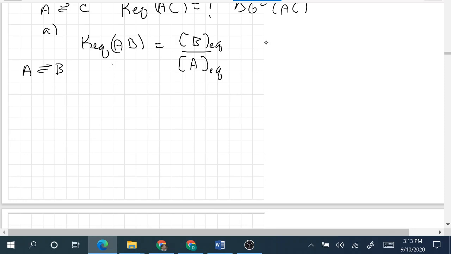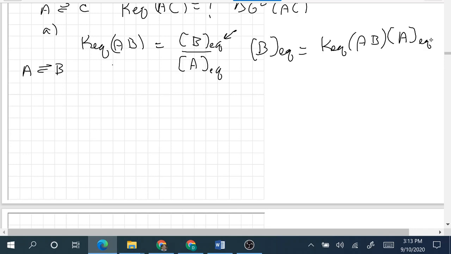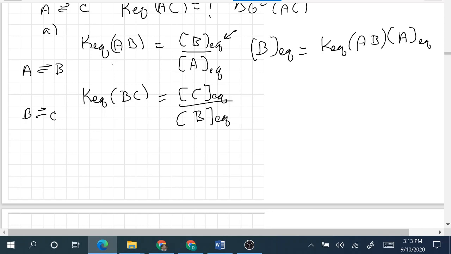We can rearrange this to get B equilibrium on a side by itself. We can multiply by A equilibrium, so B equilibrium is equal to KEQ AB times A equilibrium. Now, the KEQ for reaction BC, B goes to C, is equal to C equilibrium over B equilibrium. So this is products over reactants, right? So B equilibrium is equal to C equilibrium over KEQ BC.